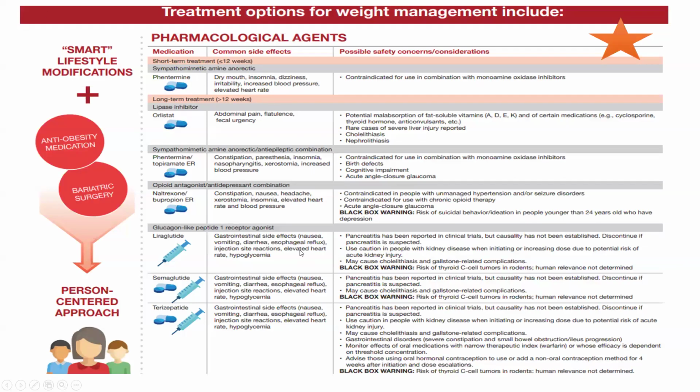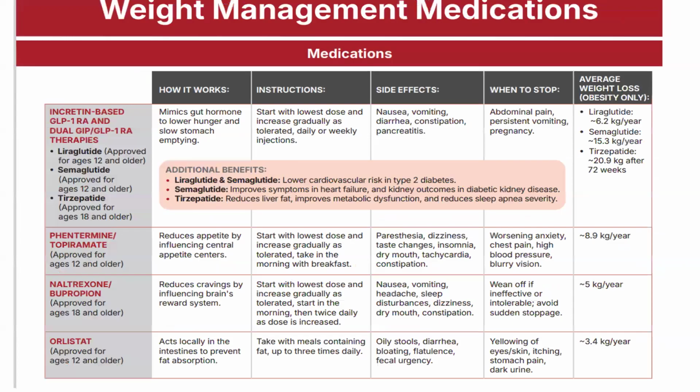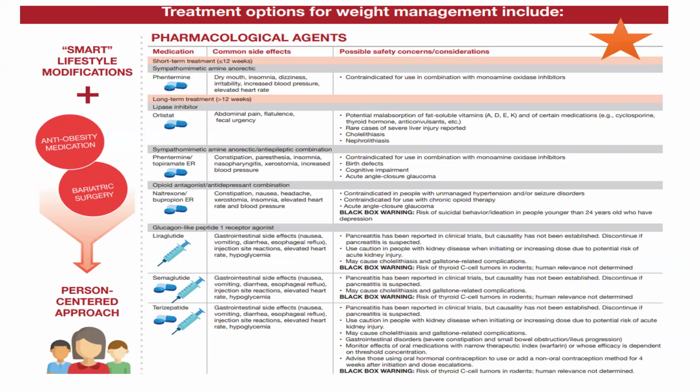Now, if we go forward on the treatment options a bit more in detail, we already looked at the mechanism of action, the way things work, the side effects and when to stop. A little bit more detail about the possible safety concerns. So again, looking at first the GLP-1 receptor agonist and the dual, which is tirzepatide.